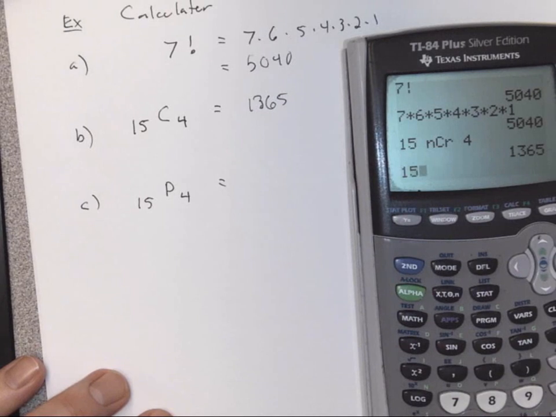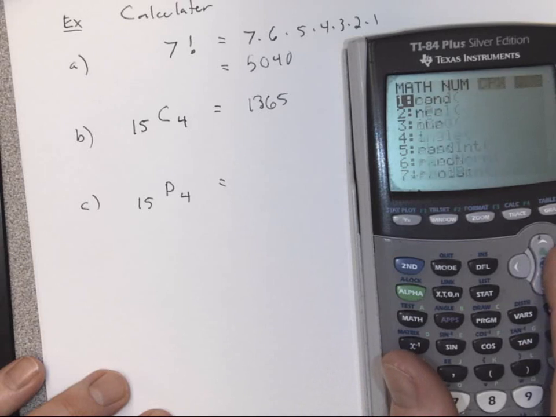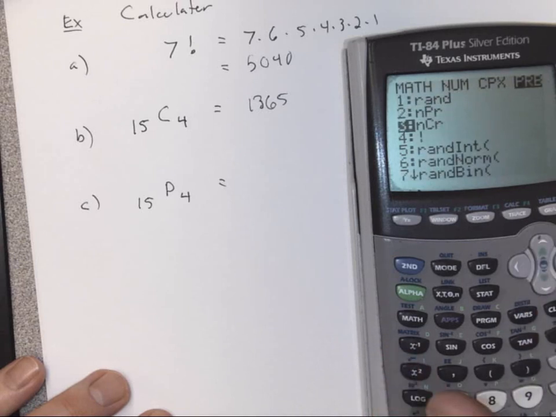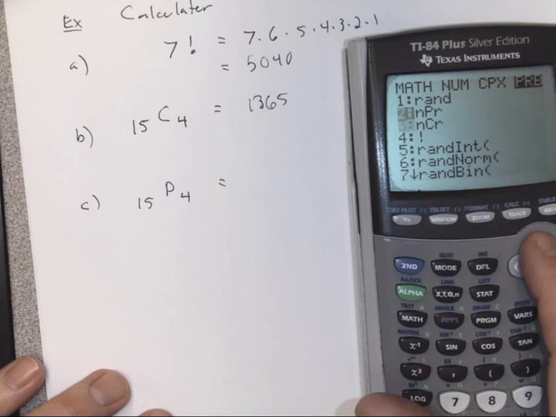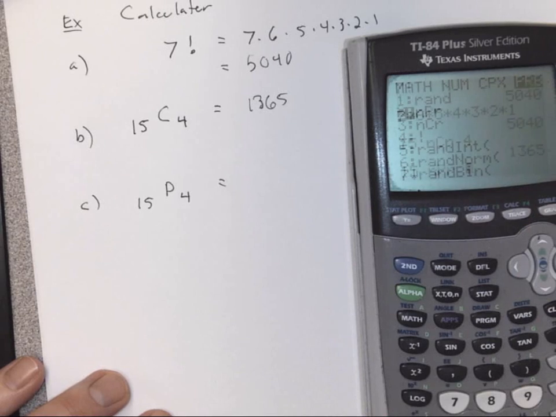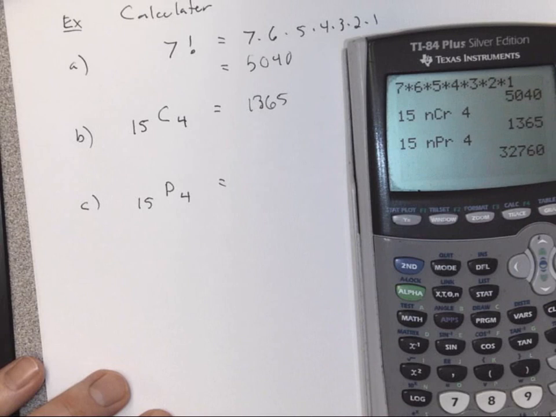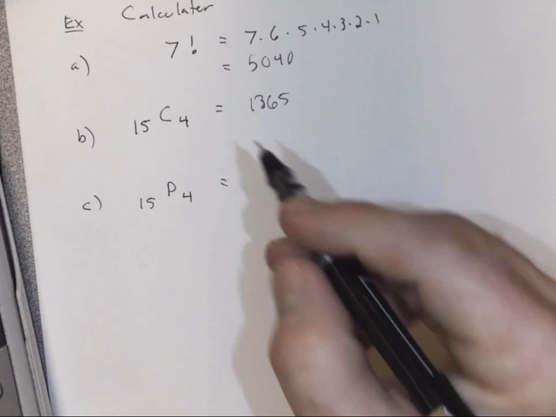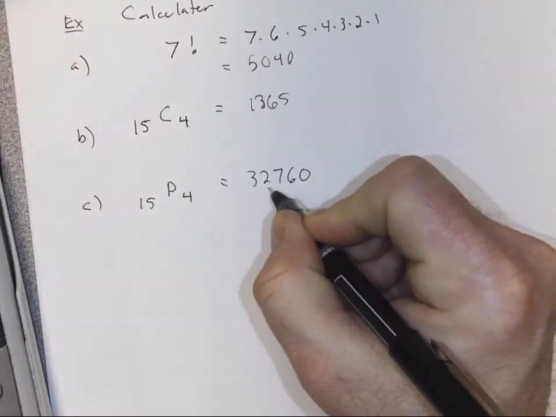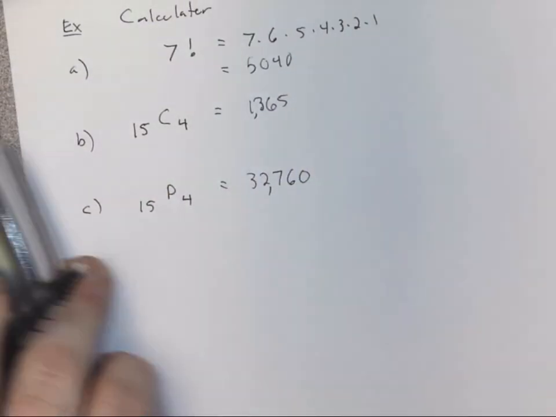So what if I do 15 permutation 4? So 15, go back to math. We're going to go over to probability, and instead of hitting the choose button, now sometimes we say choose and pick. So the first one was 15 choose 4, 15 combination 4, or I can do 15 permutation 4 or 15 pick 4. It's just the same thing. But 15 permutation 4 is going to be a lot bigger because remember, if you change their order, you count them separately. So this is 32,760, 32,000 as opposed to just a little above 1,000.